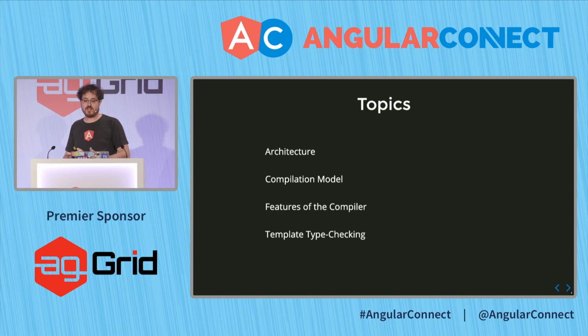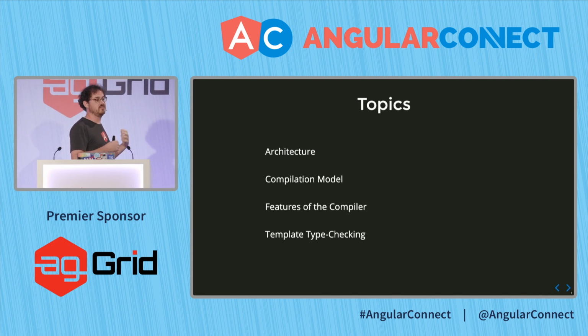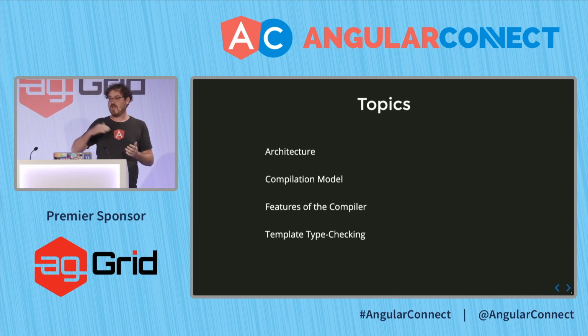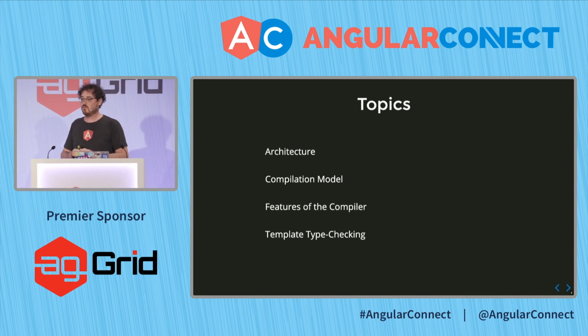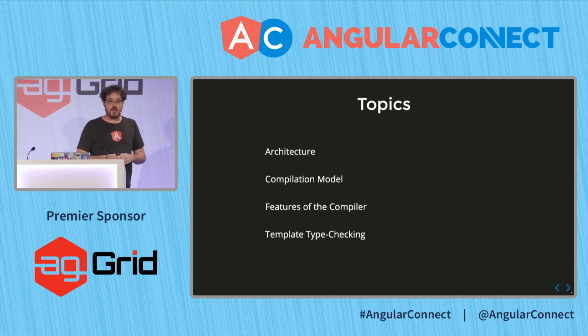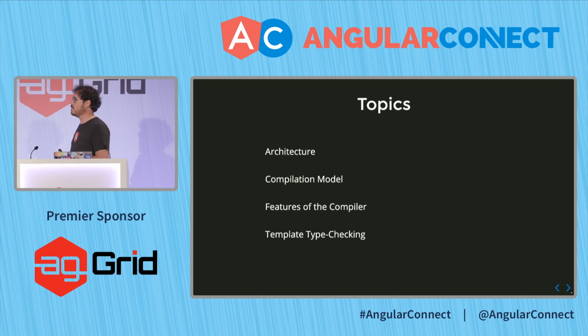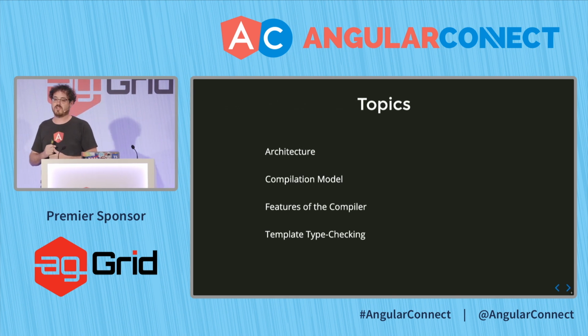So over the next 25 minutes or so, we're going to dig deeper into how the compiler works across four different topics. We'll talk about its architecture, right? How it actually, on a macro scale, processes your code. We'll talk about its compilation model, what that is and how it's changing. And we'll look at some of the lesser-known features of the compiler, the things it has to do in the course of compiling your code, including the last big one that we'll take a look at, template type checking, which is one of the most powerful things that we can do.